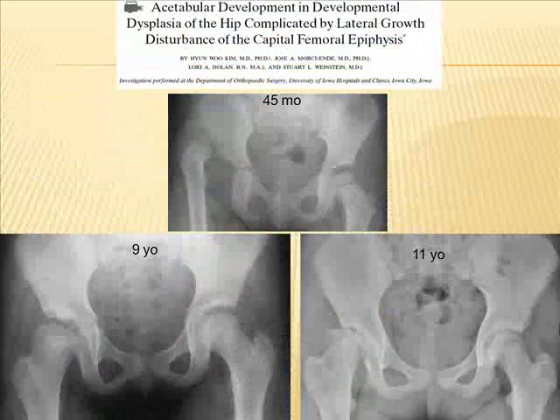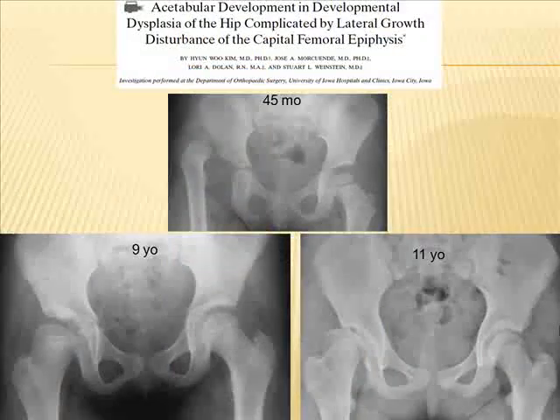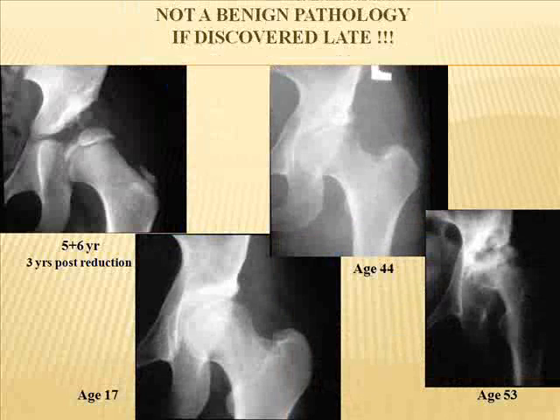In our paper on developmental dysplasia of the hip, in this case, it's a 45-month-old baby that was reduced. At 9 years, the hip looked pretty good. 2 years later, you have a type 2, which is very common, about 25%. So you have to wait on these patients for a long time before you can say that the hip is normal. And it's not a benign process.